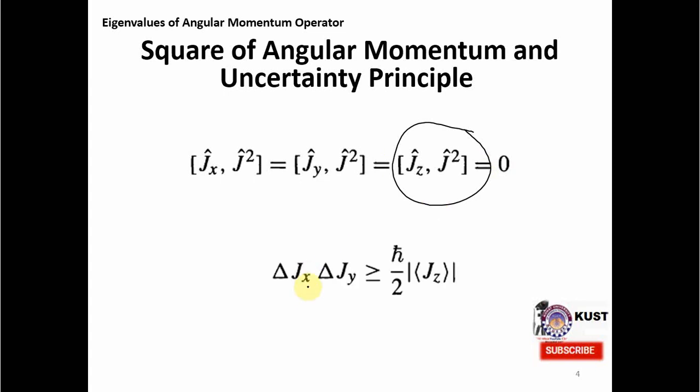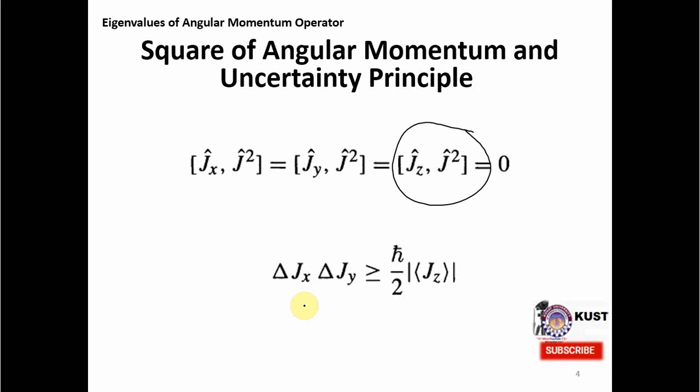So by this we mean that the uncertainty in the x component of the angular momentum and the uncertainty in the y component must satisfy the product being greater than or equal to h bar by 2 times the expectation of Jz. Since these two components do not commute, there shall be uncertainty. But on the other hand, the uncertainty relation between Jx and J square will be equal to 0 because they commute. So now we know the commutation relations between the components of the angular momentum, and between any component and the square of the angular momentum.